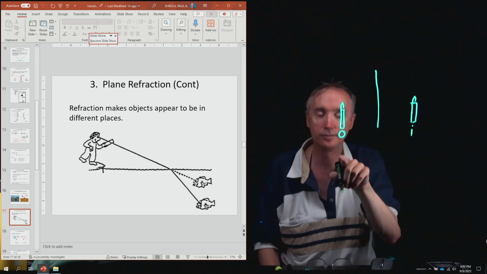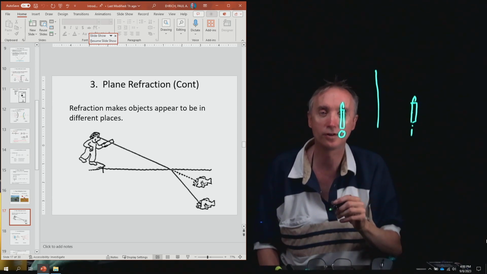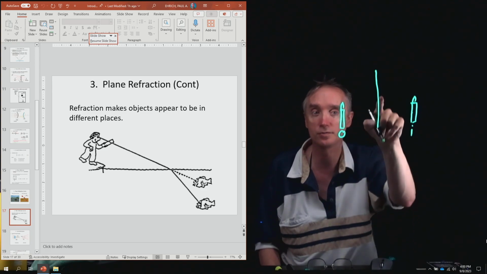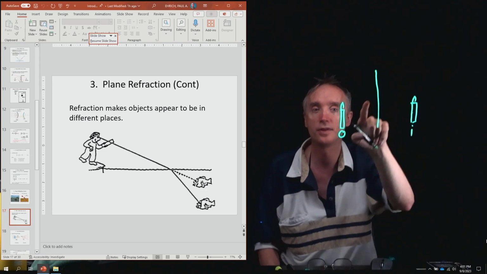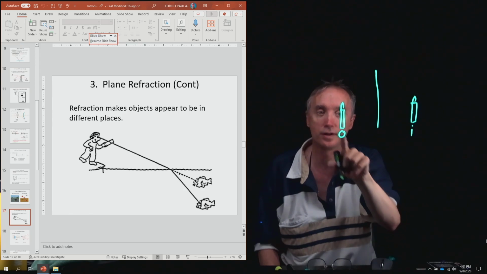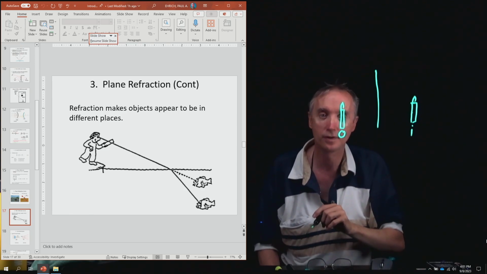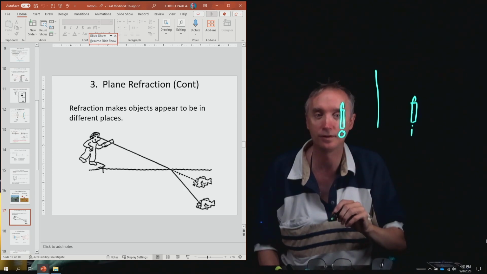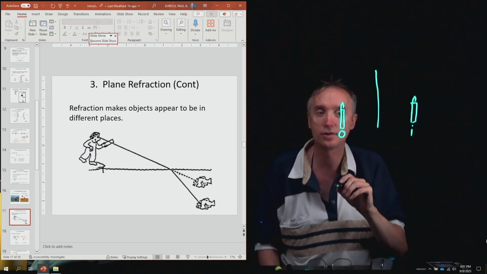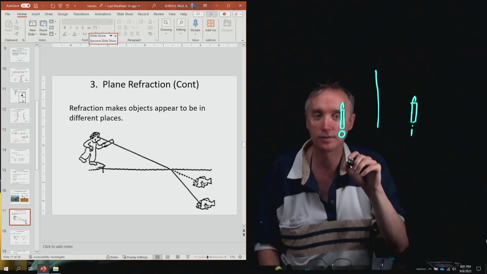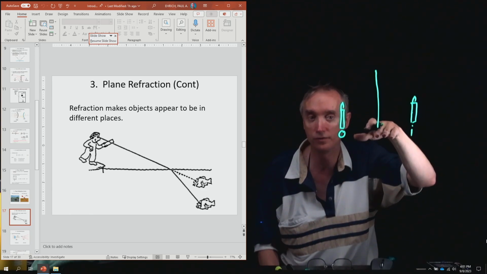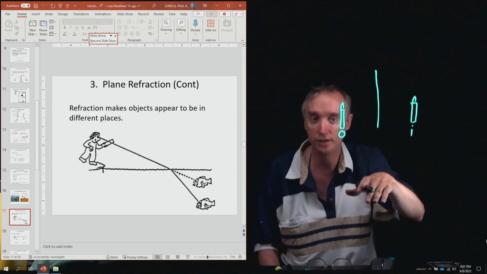Now this time, it's a little bit more difficult when we talk about refraction. So this one was reflection. Now we want to talk about refraction. In that picture there, you see a guy looking at a fish, and he thinks that the fish is actually closer to the surface than what it really is.